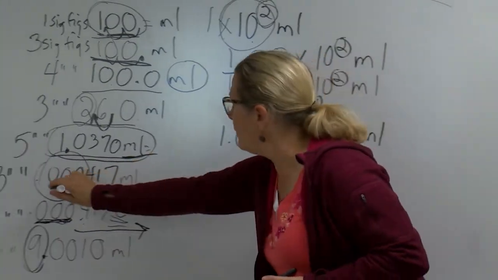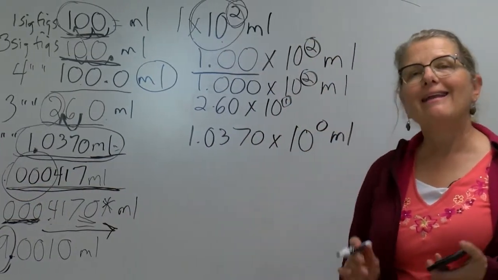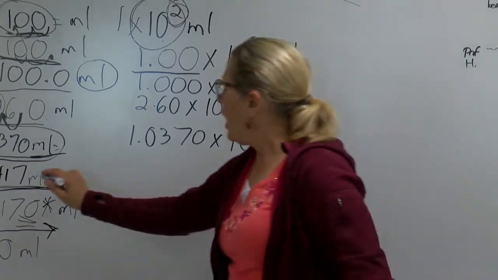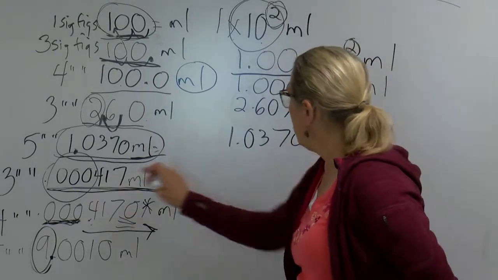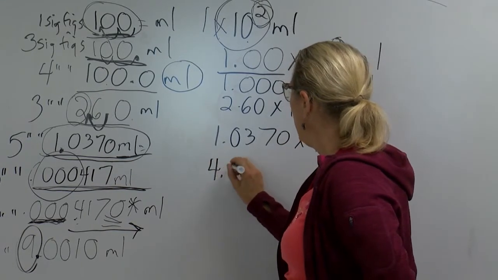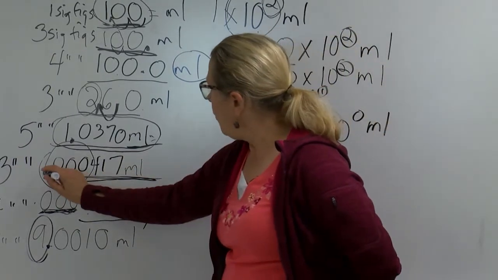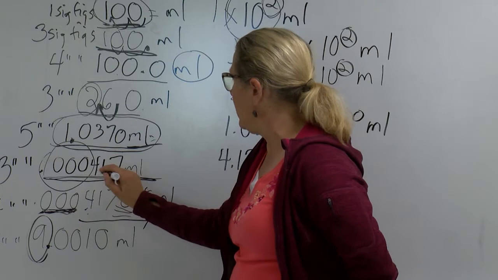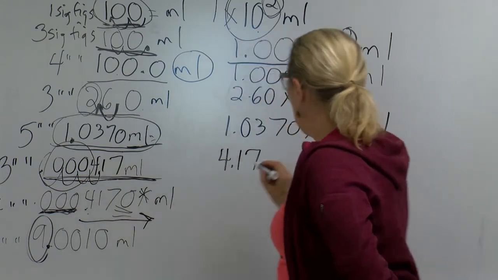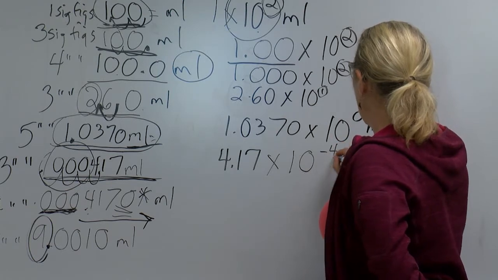Now, if the number is less than 1, now you're going to use what we call negative exponents. Again, we only want one number before the decimal, so this number becomes 4.17. We have to include all the significant figures. Now, where's the decimal? It's here, and we're bringing it here, so we go 1, 2, 3, 4. 4.17 times 10 to the negative 4.